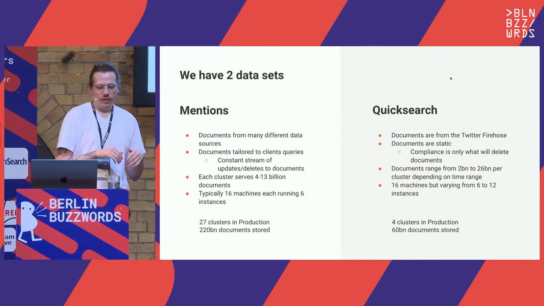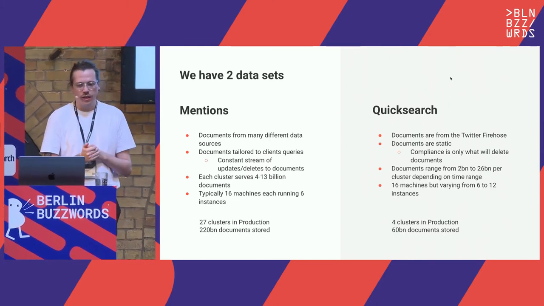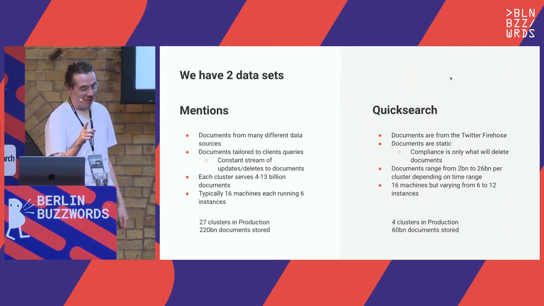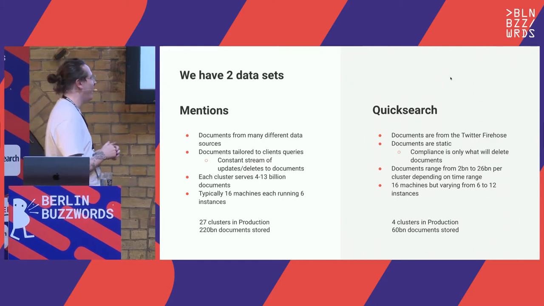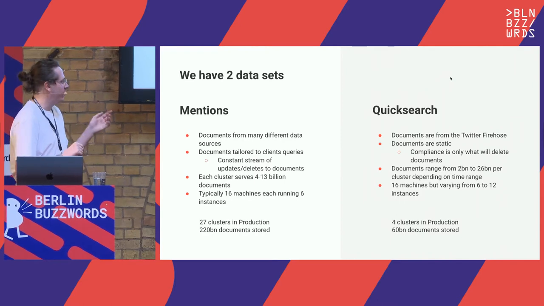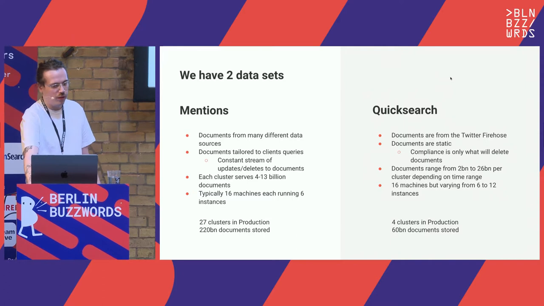For quick search, the data comes from the Twitter firehose. It's a lot more static, so the only thing that changes the data is the compliance that we do, because we're not Cambridge Analytica, and that will delete stuff. The document counts range from 2 billion to 26 billion, and this, again, is either 96 or 192 instances, and we've got 4 of those.